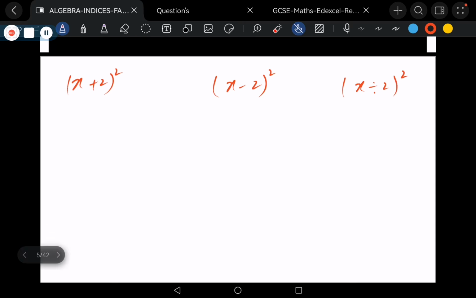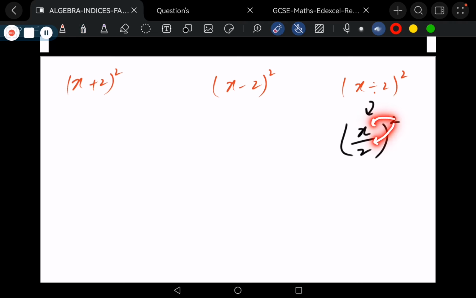For example, I am provided with x plus 2 whole square, another term is x minus 2 whole square, and a third example, x divided by 2 whole square. Now I want to solve it. Because of the divide, this expression I can write as x over 2 whole square. The rule for divide was that we can apply the power to each of the terms separately. So it's going to be x square divided by 2 square, that's going to be x square over 4.